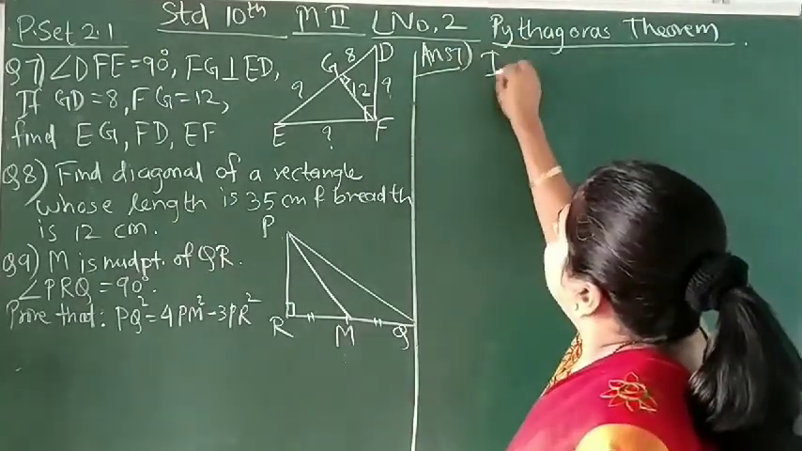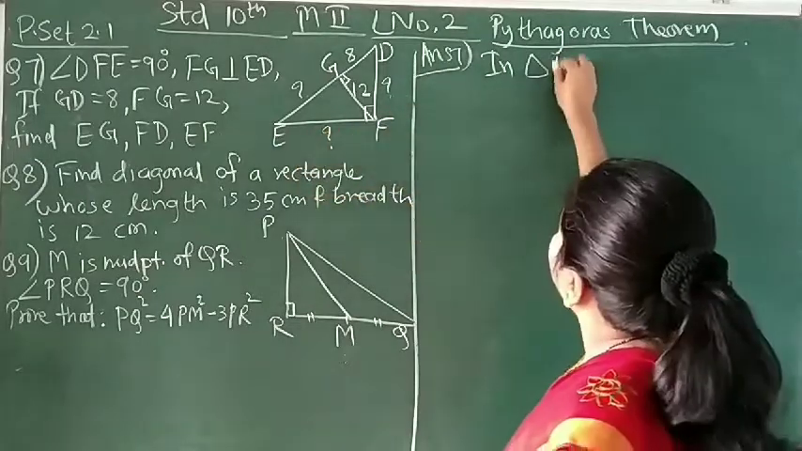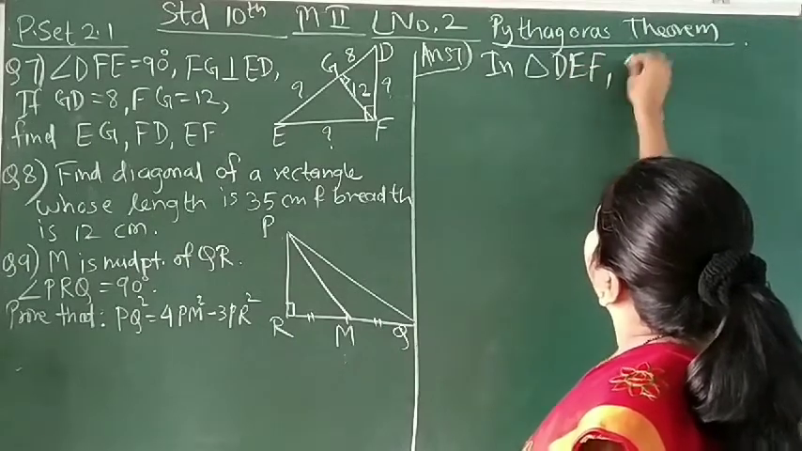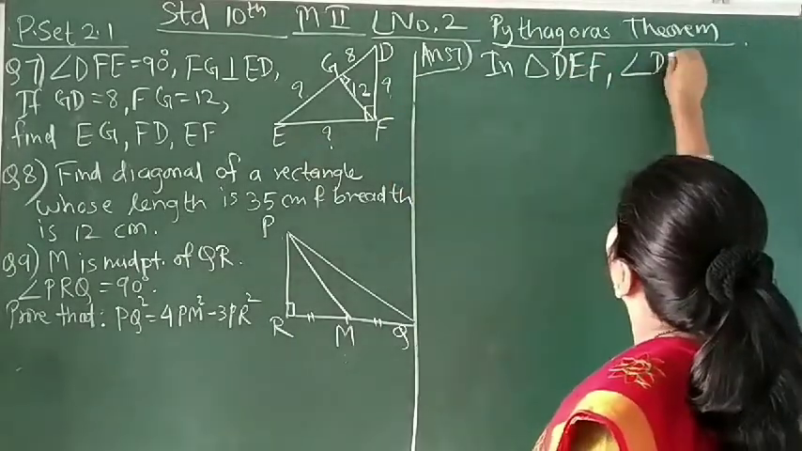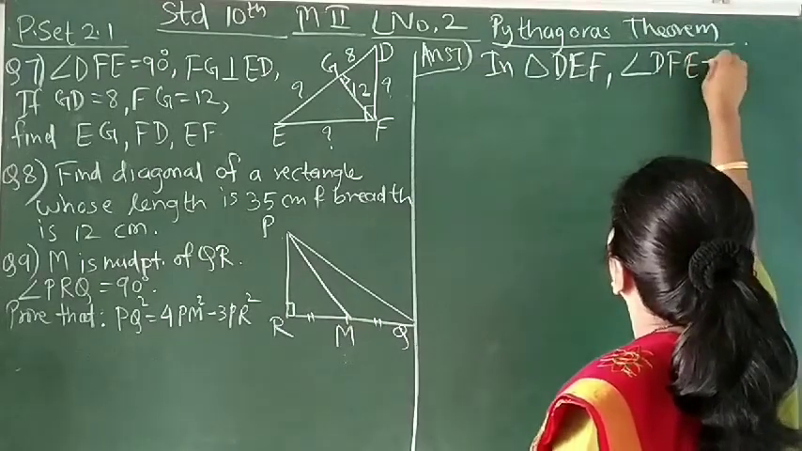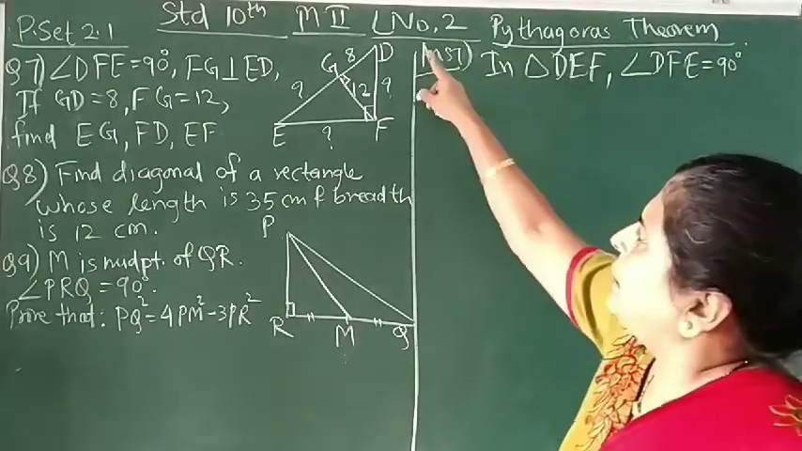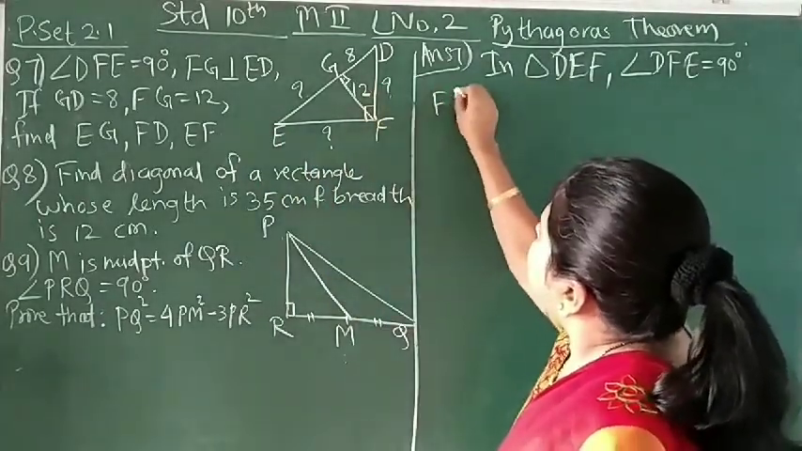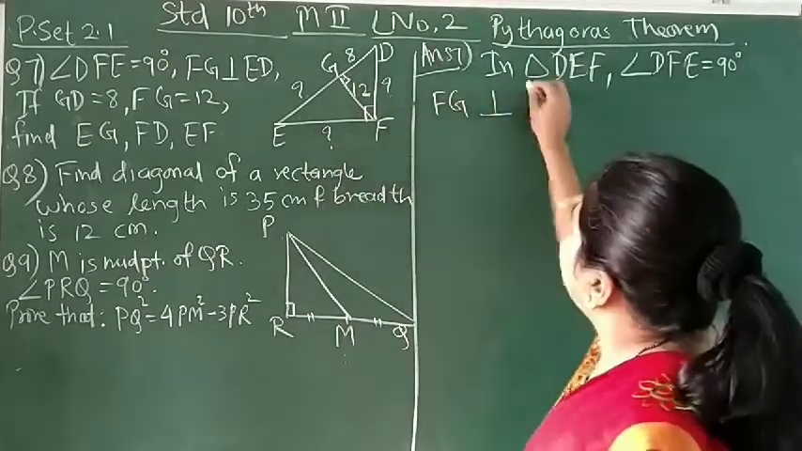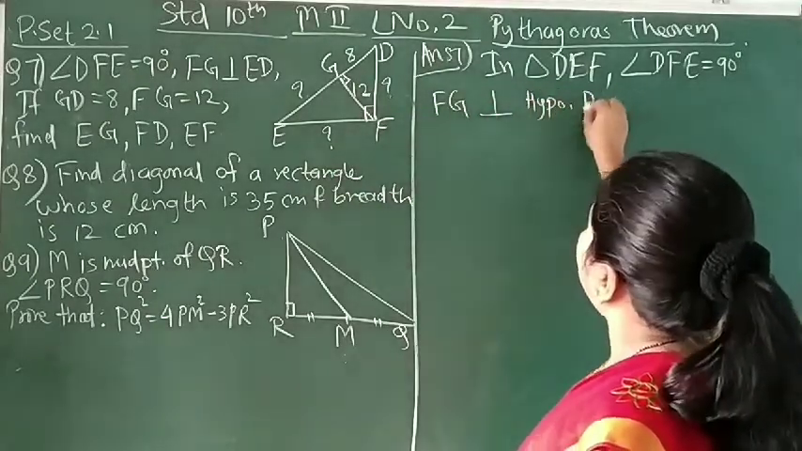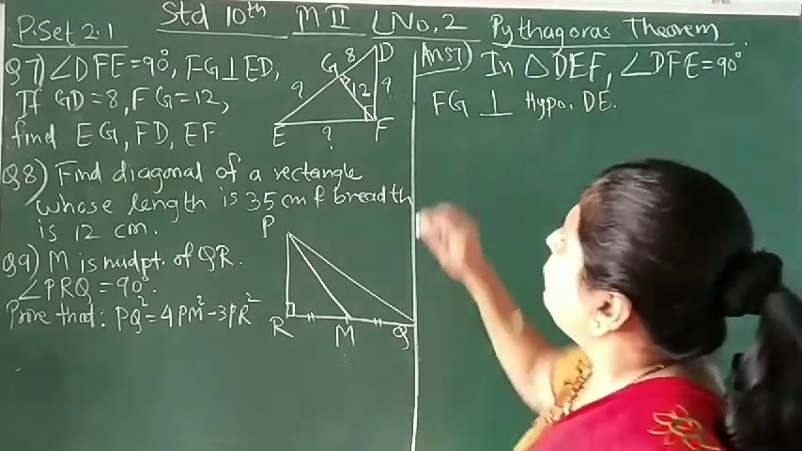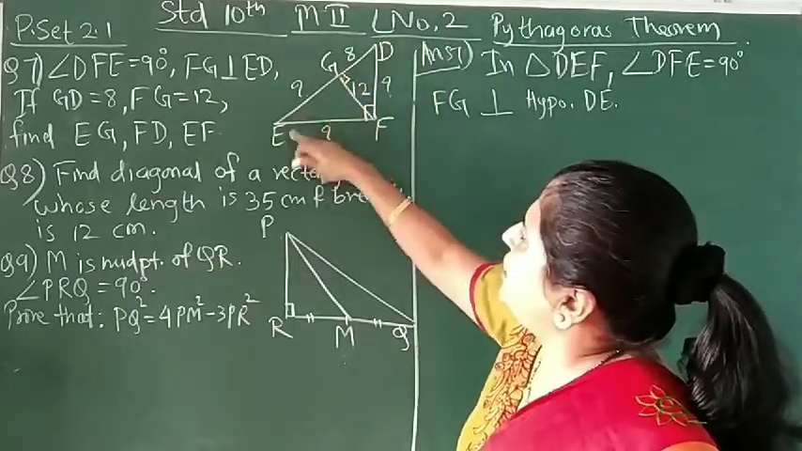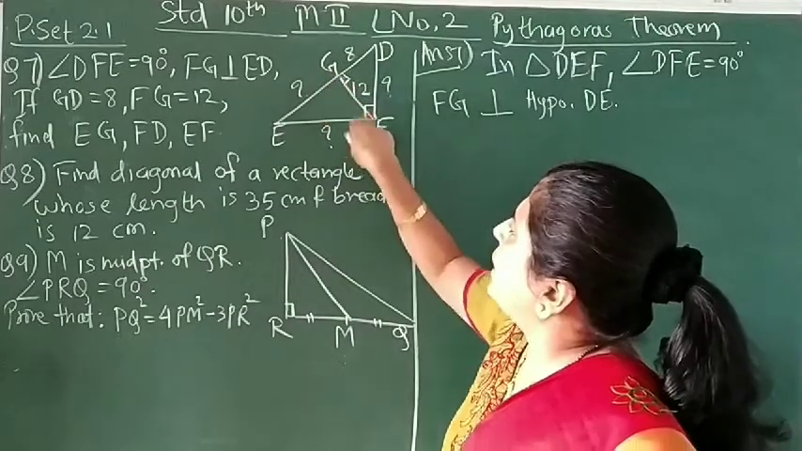Now in triangle DFE, or you can say DEF, angle DFE is equal to 90 degrees. So basically we know that this is a right angle triangle, and this FG is the perpendicular segment on the hypotenuse DE. Okay. So now, one of the segments, GD, is 8 and this one, FG, is 12.